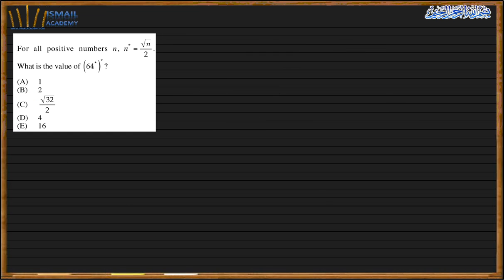Next one. So we have n star, and keep in mind n is a positive number, is square root of n over 2, because we cannot have the inside of the square root be something negative. Now let's see what is 64 star star. So it's like I'm having exponent, exponent. What you do, don't do the multiplication because there's no property for that. We start with the parentheses first. So I'm going to do the inside of the parentheses. So it's going to be star, and 64 star is square root of 64 over 2.